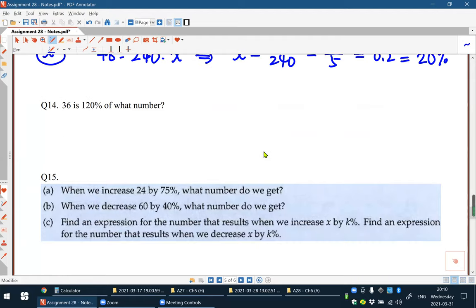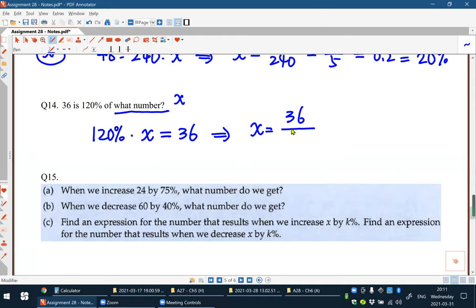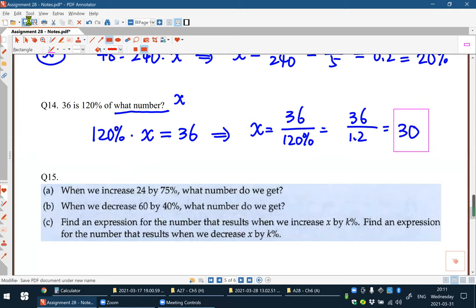No? Okay. Next one, 36 is 120% of what number? Okay, suppose this number is X, and 120% of this number is 120% times this number. This is 36, right? And we want to find the number X. Apparently X is 36 over 120%. Okay, 120% is actually 1.2, right? So this is 30. So the number you're looking for is 30. Okay, any questions?